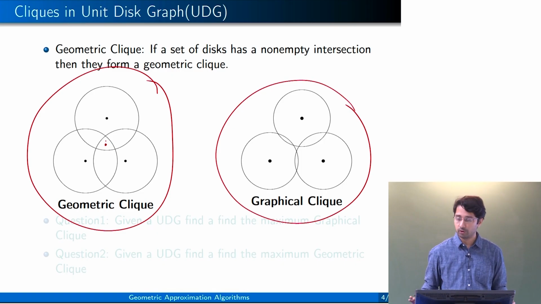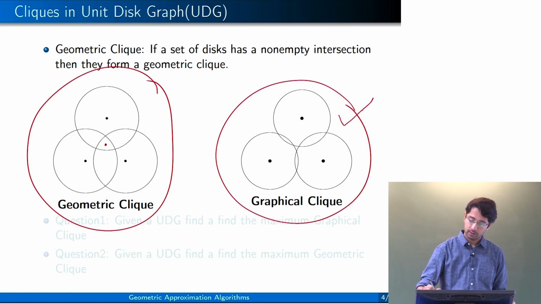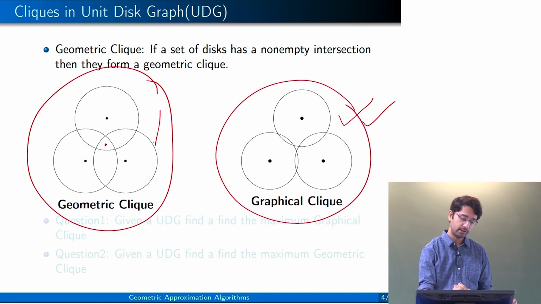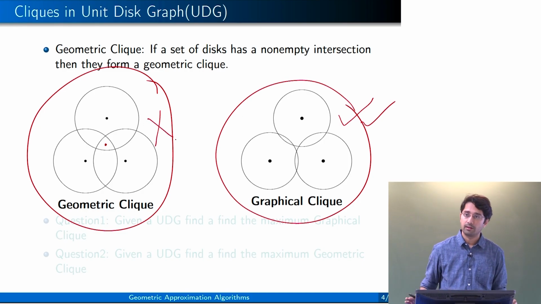But in this lecture today, we will only consider how to find the maximum graphical clique, which we will refer to as a clique for the rest of the lectures. So, we do not consider this kind of situation. I will give you a hint, maybe, on how to find a geometric clique as well, but mostly we will be dealing with a graphical clique for this lecture.